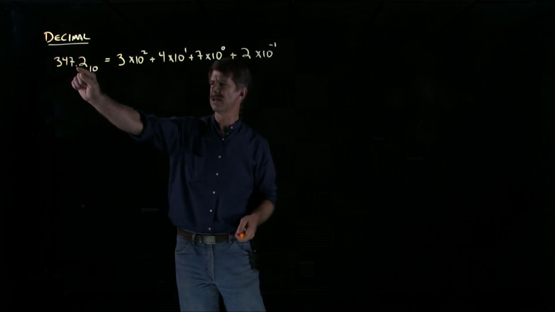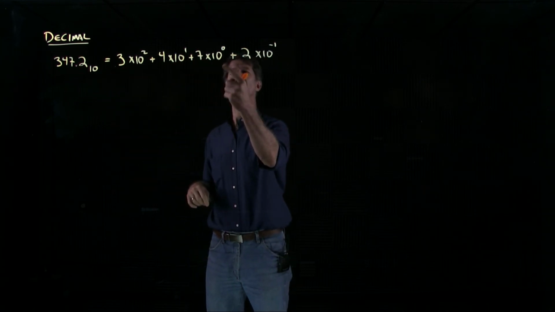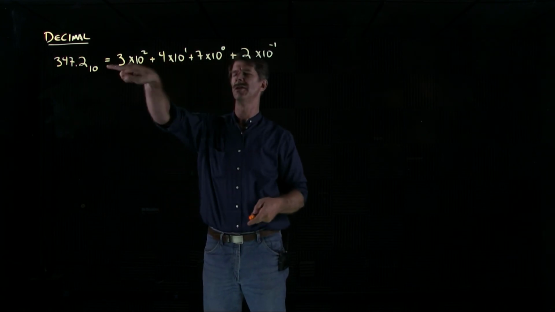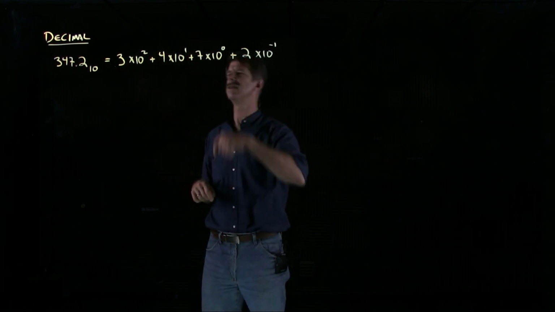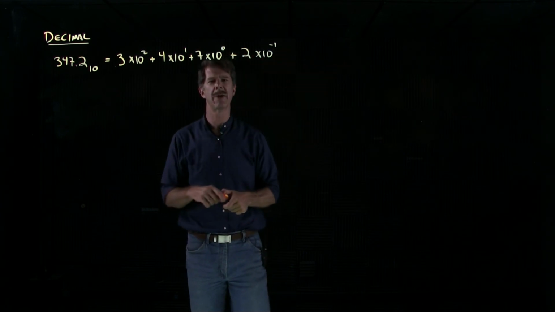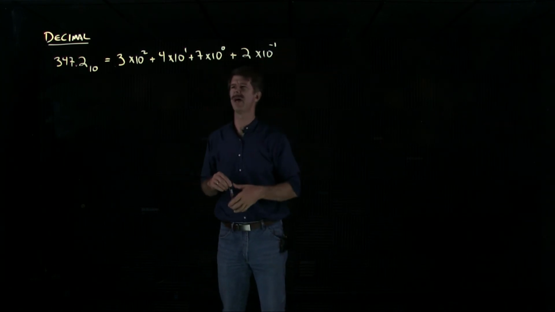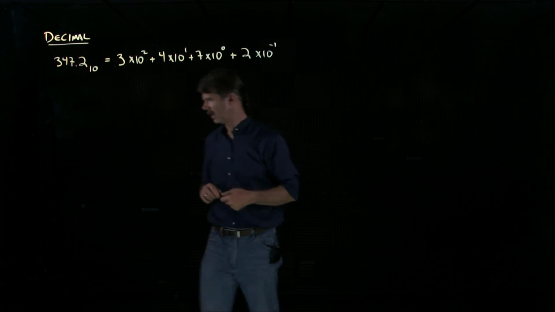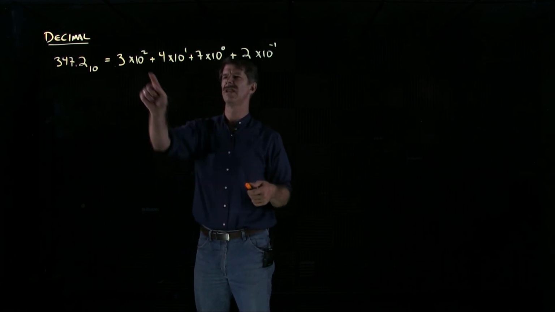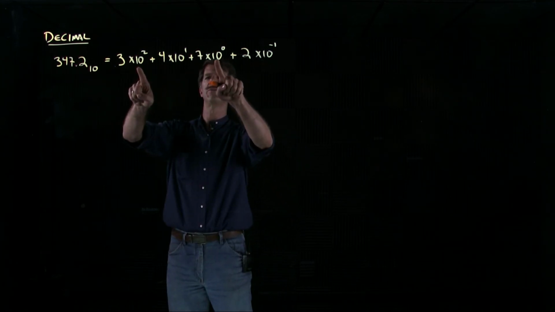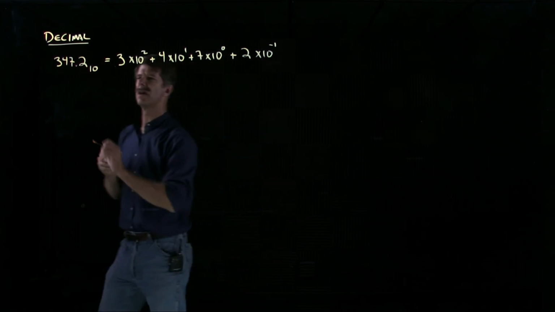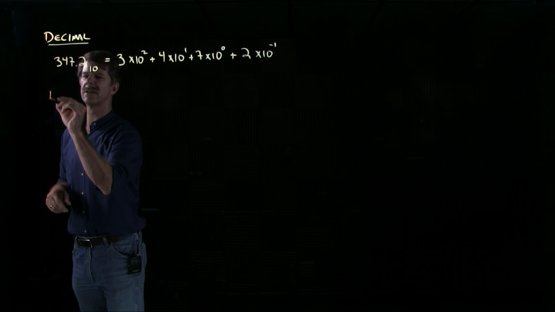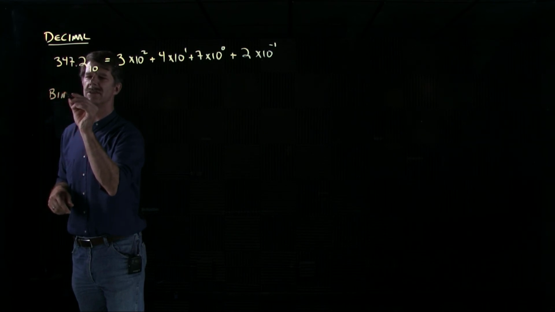So that's what 347.2 means. The little dot just tells us everything to the left is 0 and positive exponents on our base 10, and everything to the right is negative exponents on our base 10. Hopefully you sort of knew that, but that's just to remind you. Well, now let's use a different base, and all we're going to do is replace the base here.